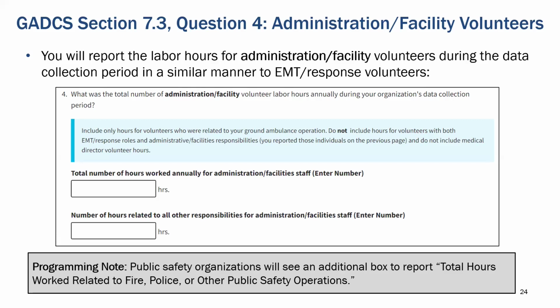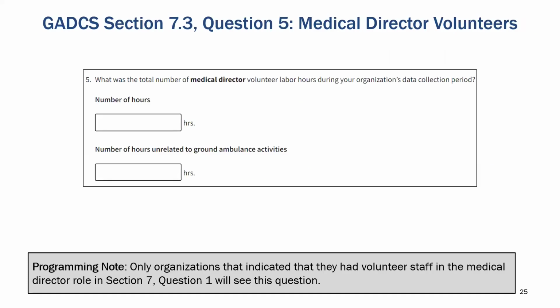As in the previous questions, for each staff category, you will report total number of hours worked related to ground ambulance operations. If you have fire, police, or other public safety operations, you'll be asked to report total number of hours related to fire, police, or other public safety activities, and total number of hours related to all other responsibilities for administration facilities. Note that if you reported previously that your medical director was a volunteer staff, you will report their labor hours in question 5 of section 7.3.